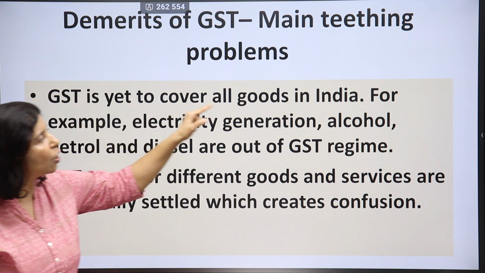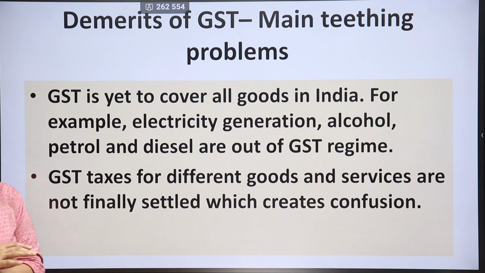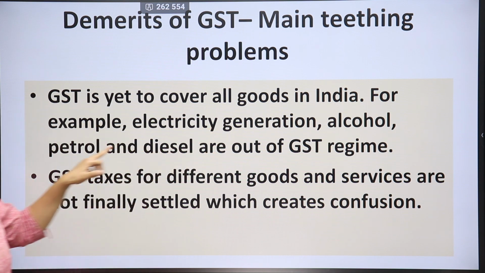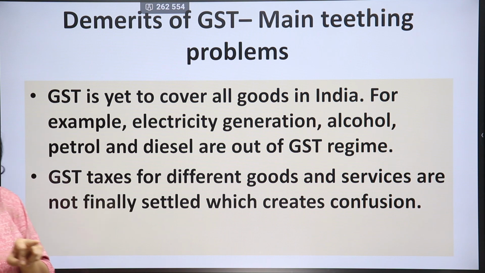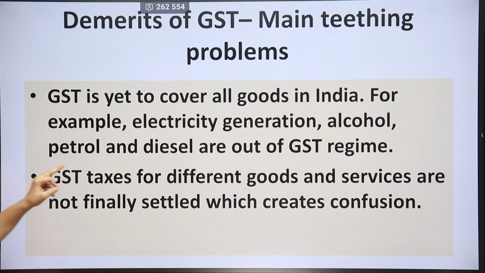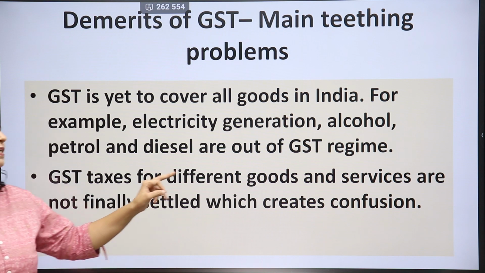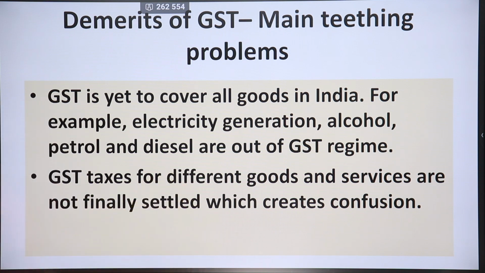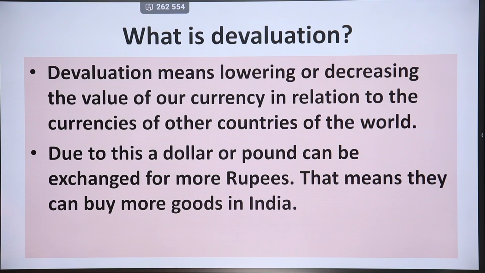GST is yet to cover all goods in India. All the goods are not covered by GST right now in India, so it's going to happen in a couple of years. For example, electricity generation, alcohol, petrol and diesel are out of the GST regime right now. They are yet to be included in the GST regime. Then GST taxes for different goods and services are not finally settled, which creates confusion. There is some confusion in GST rates, which are not imposed in a uniform manner.